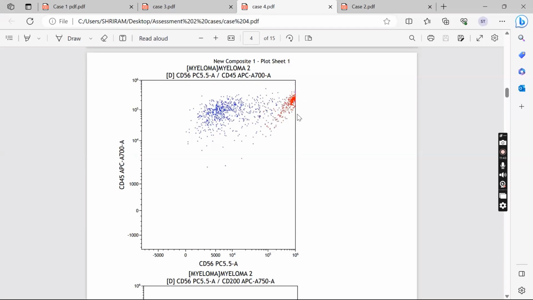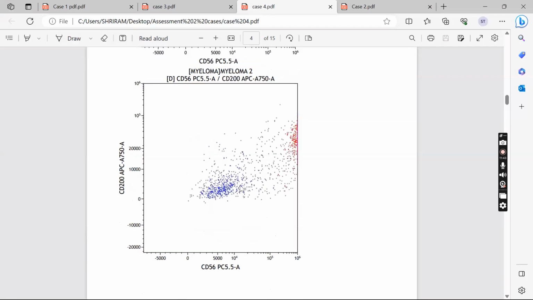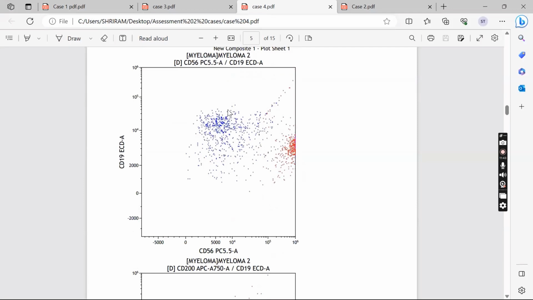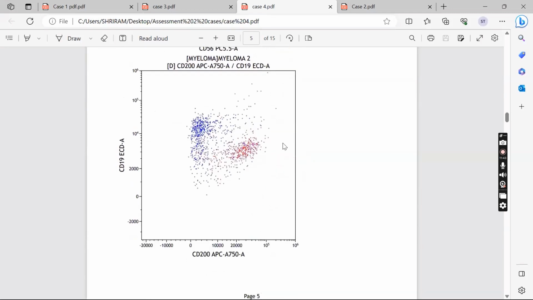So case number 4 is basically, of course, you would have seen the case. It's a case where there were some few plasma cells in the marrow. There was a small M protein on electrophoresis. Of course, the patient did not have any clinical symptoms, except the patient had some mild renal impairment. So this is the case.